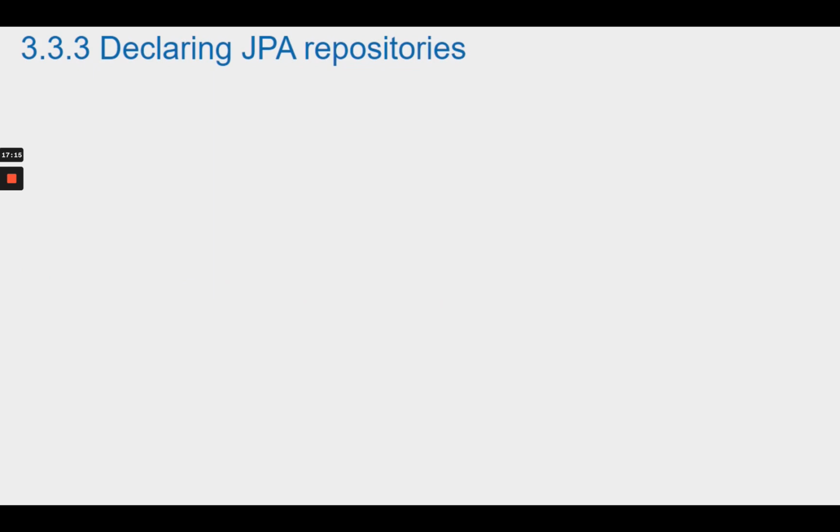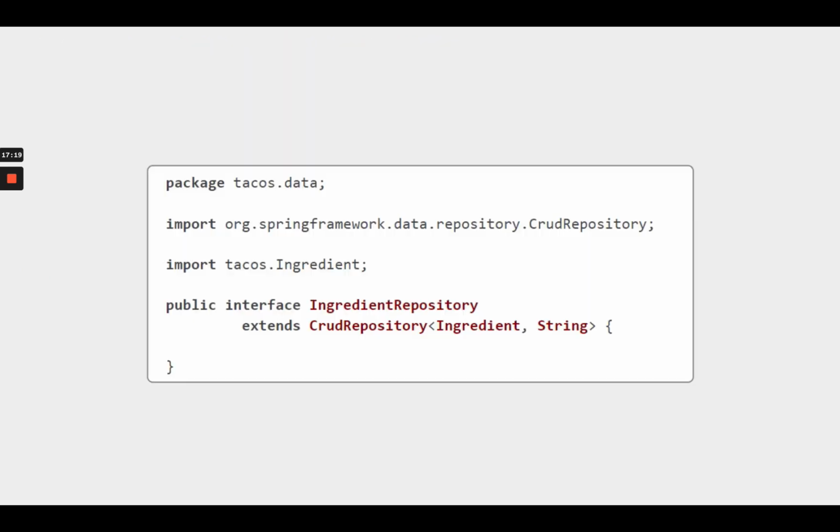Section 3.3.3 Declaring JPA repositories. When you created the JDBC template versions of the repositories, you explicitly declared the methods you wanted the repository to provide. But with Spring Data JDBC, you were able to dismiss the explicit implementation classes and instead extend the CRUD repository interface. As it turns out, CRUD repository works equally well for Spring Data JPA.